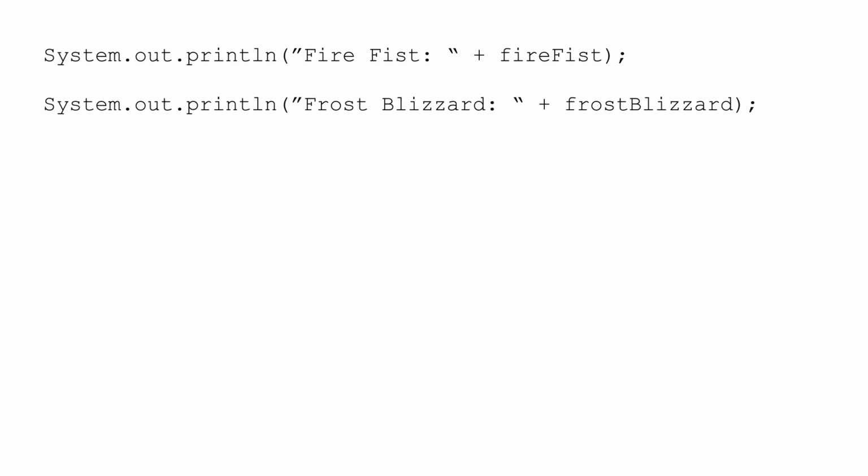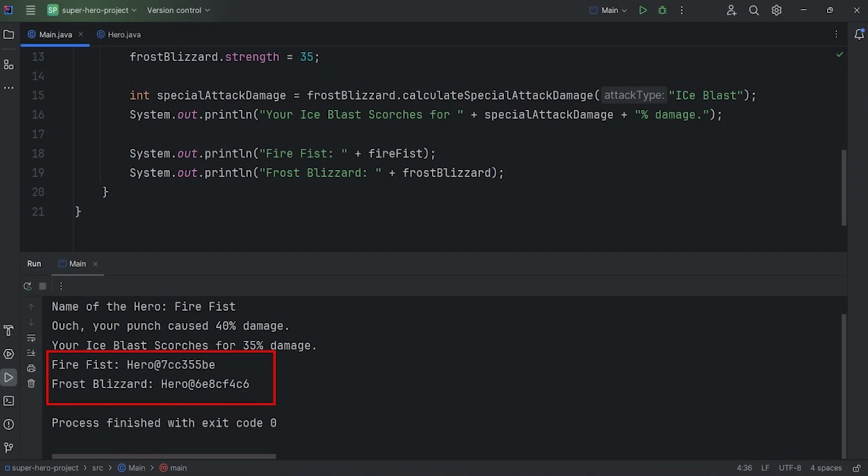Do you want to verify this? Try printing the values of fireFist and frostBlizzard. Type println, double quote, fireFist, plus fireFist, one more println, double quote, frostBlizzard plus frostBlizzard, and run the program. Notice the last two lines of output. When you print a variable, you get its value as output, and the same thing happens here. fireFist and frostBlizzard are reference variables that store the reference to the object as a value, meaning their identity in the memory. Java represents an object's reference as an alphanumeric value.